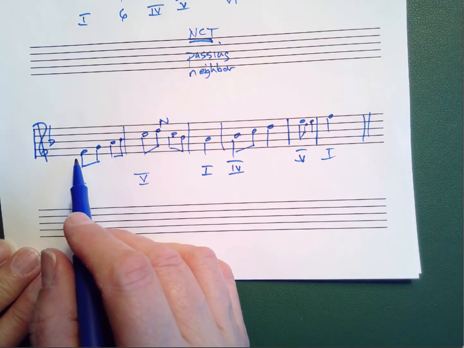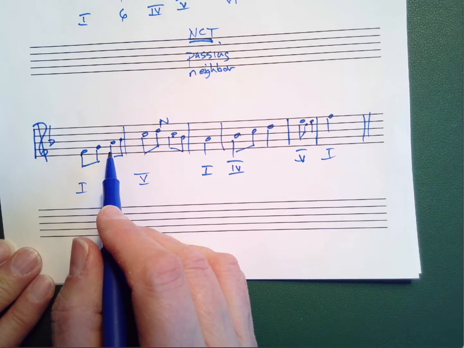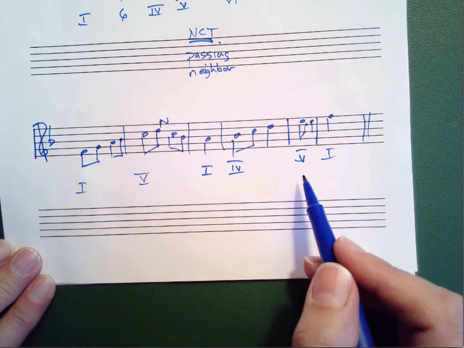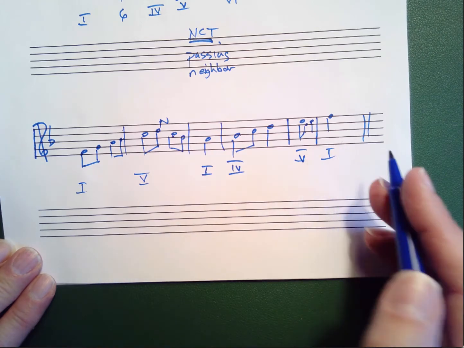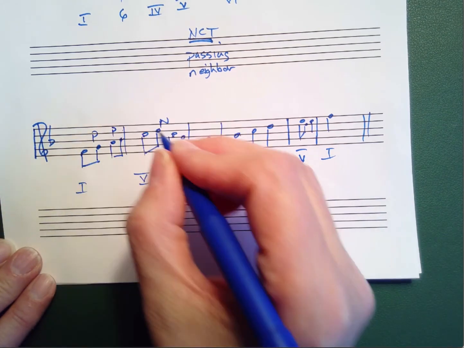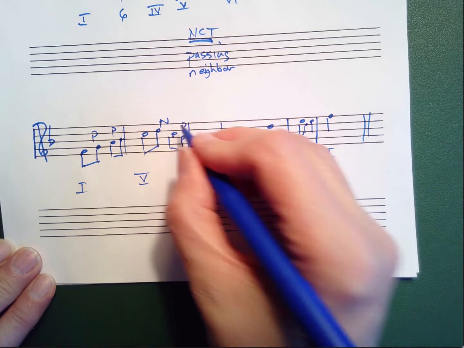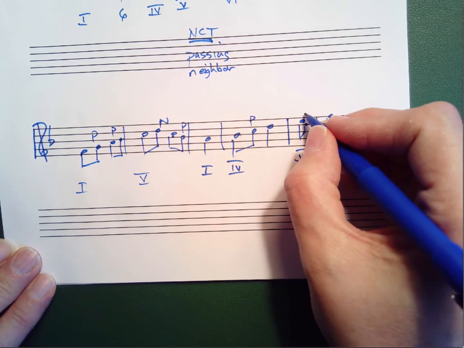So I've taken what was a fairly simple melody, leaping between members of the chord tone, and from it I've generated a more complex melody using passing, neighbor, passing, passing, and neighbor.